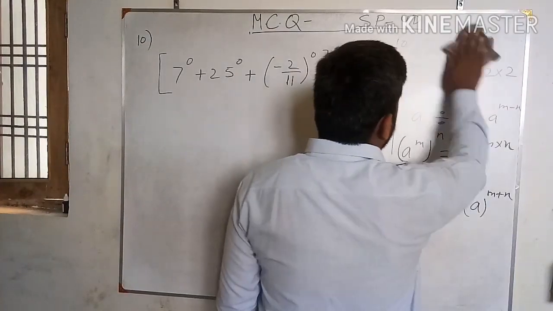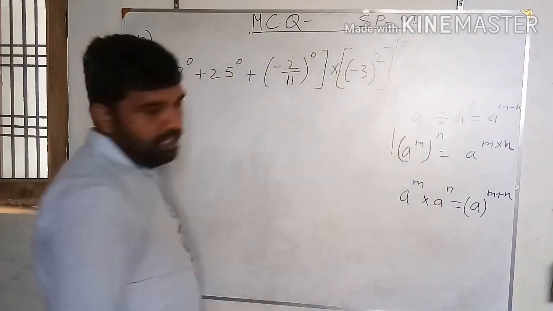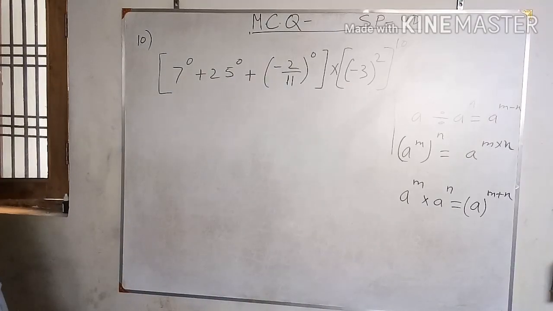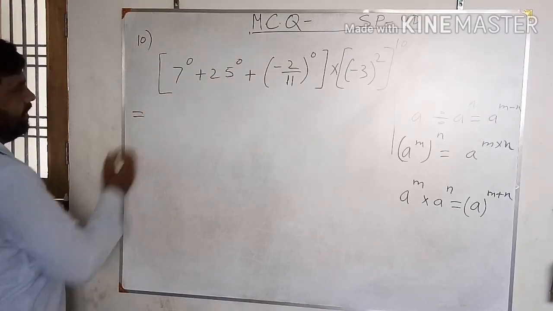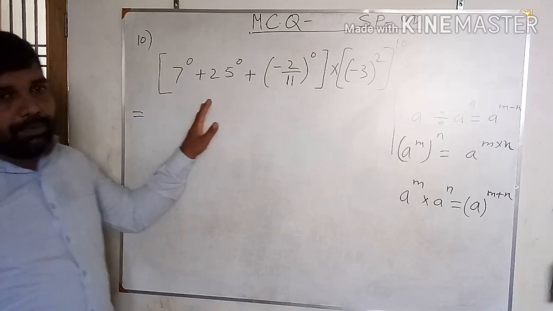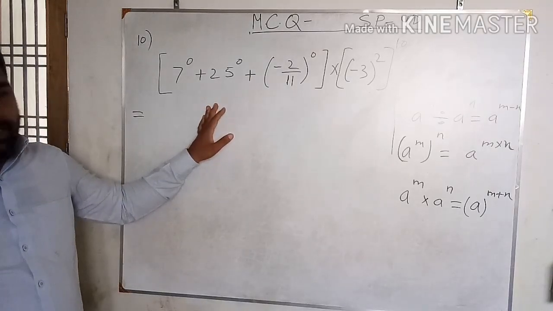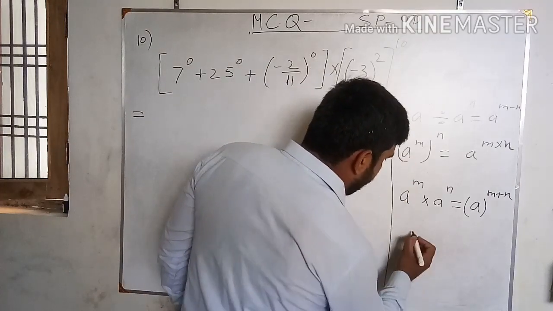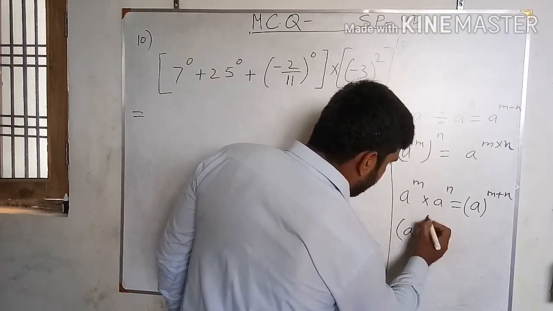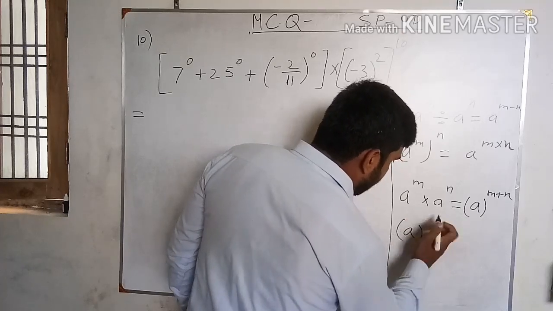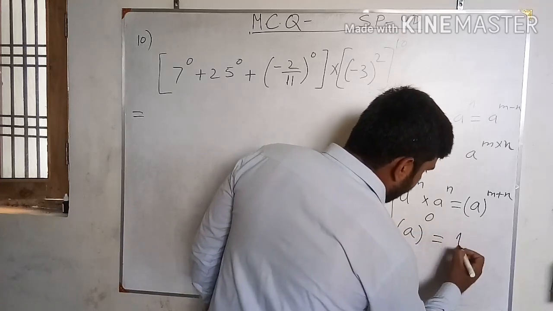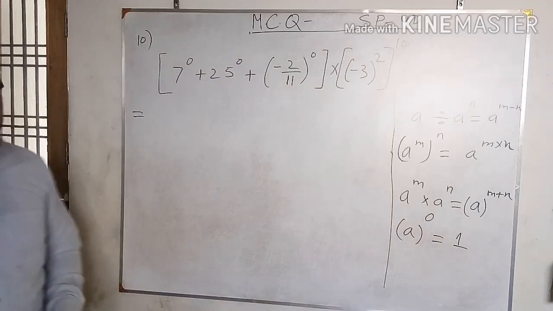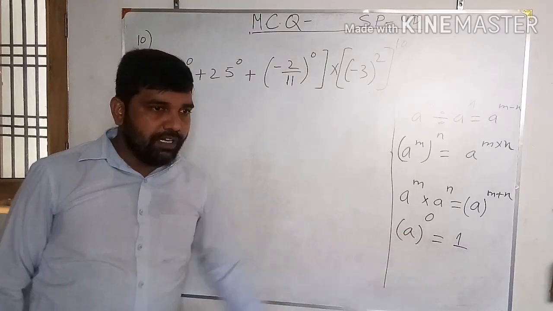Now see how we will solve this question. In this question we will apply the zero law of exponent, which says that any base having power 0, its value is 1.